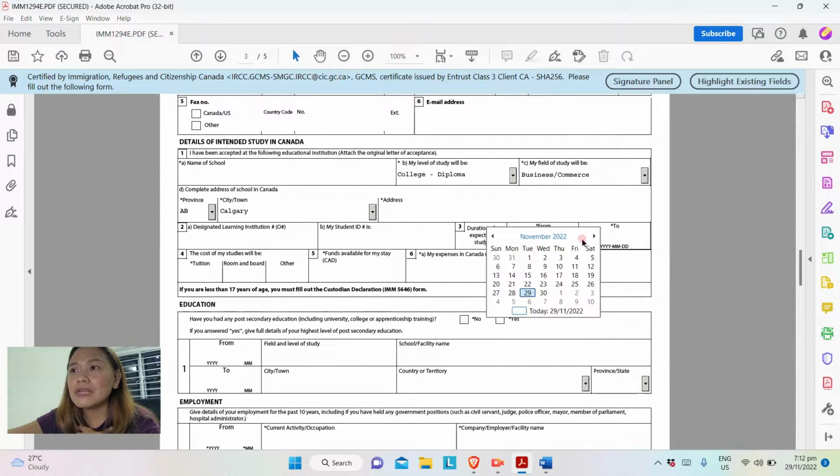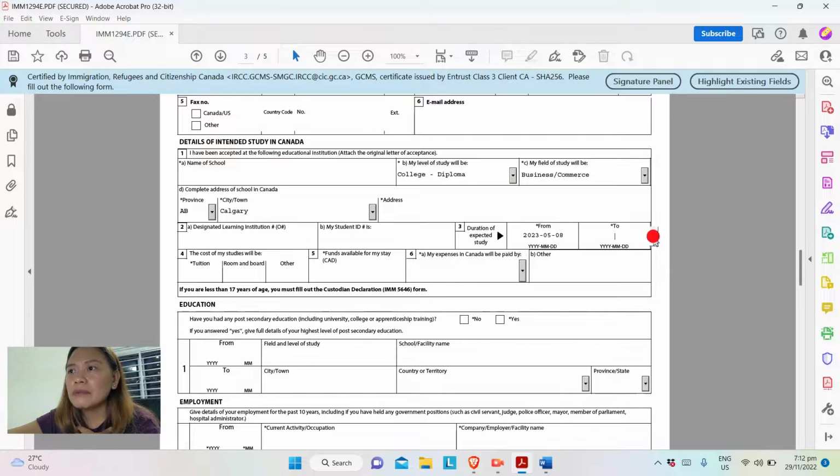For me, my classes start on May 8th and end on December 2024. So just for example, January 4, like that.